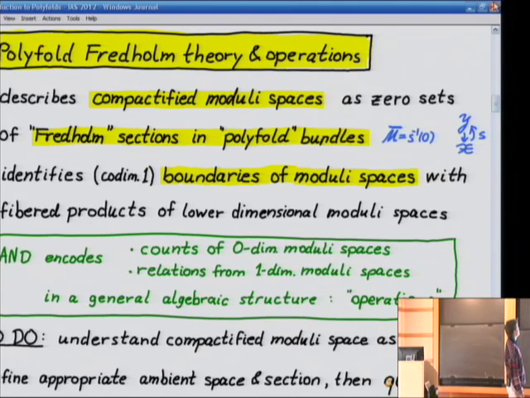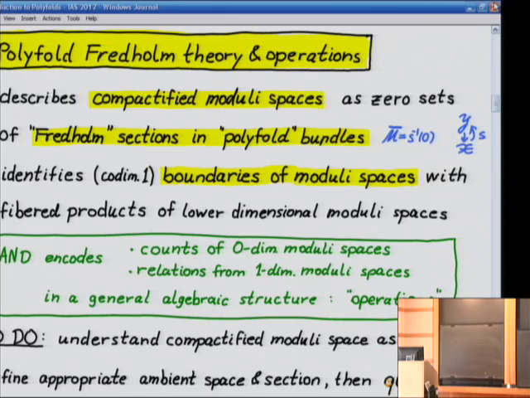So, polyfold Fredholm theory, there are some arguments about operations, which I think have not been discussed so much recently. I think that's not really going to be my focus here. But the big difference is now we're going to want to describe the space of solutions modulo the Lie group and compactified. So this M bar should be the zero set of one section only.